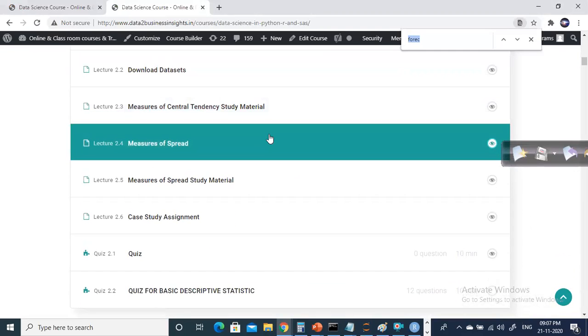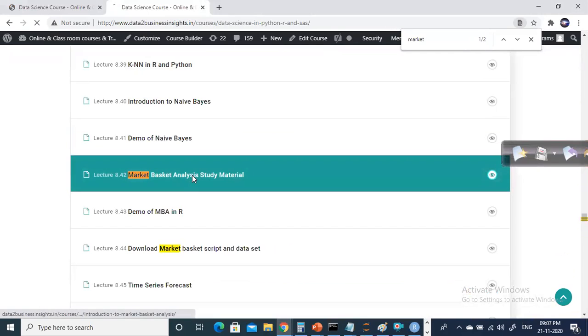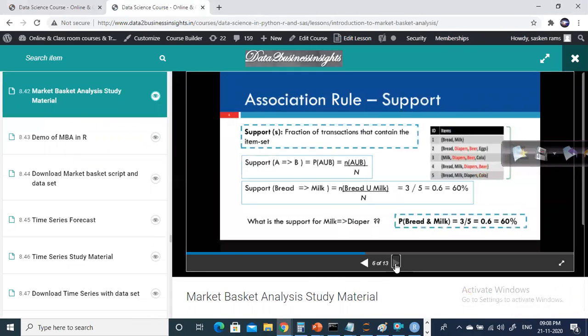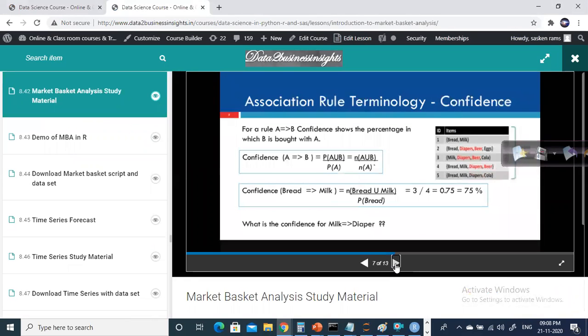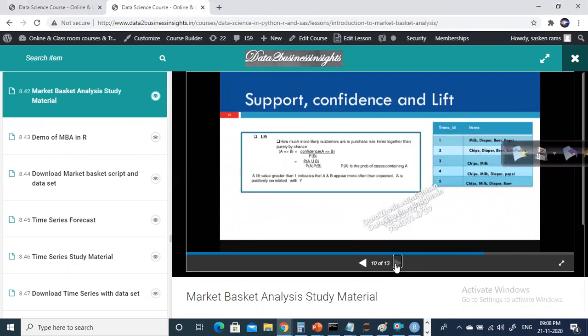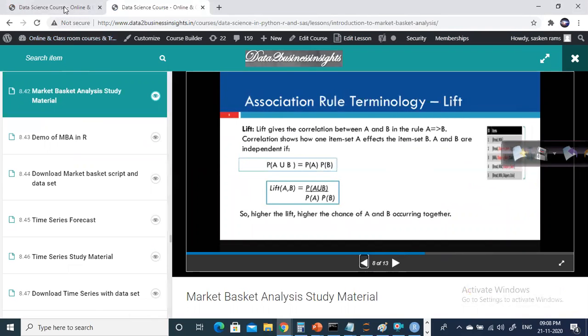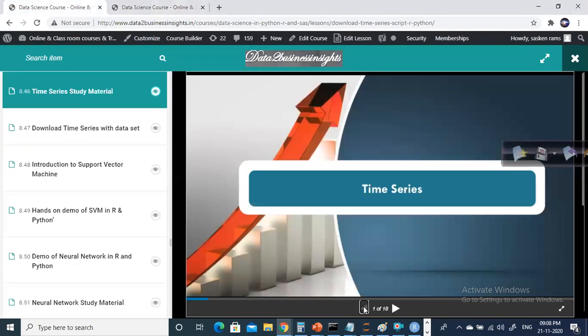Let me just check if I have this. Somehow I misplaced it because I just replaced my hard disk recently. Yeah, it's good, it is there. The market basket analysis is also available. Fine. We'll start with the time series. Just give me a second, another guy from the previous batch is calling me. Somehow he missed.